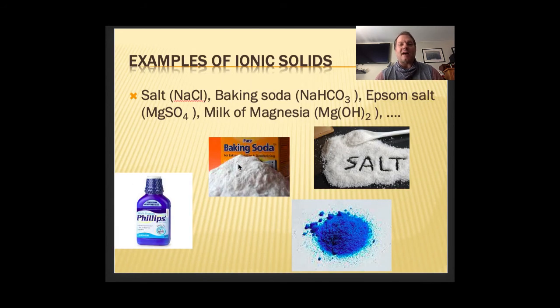Examples of some ionic solids: salt, we just mentioned, baking soda, which is sodium bicarbonate, Epsom salts, which is magnesium sulfate, or milk of magnesia, which is magnesium hydroxide. So a lot of the ionic substances we see are in their solid crystalline form, or they are in aqueous form, dissolved in water.